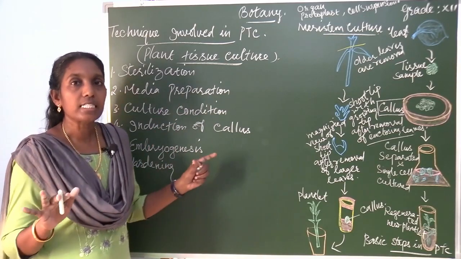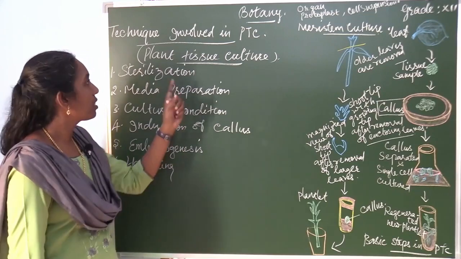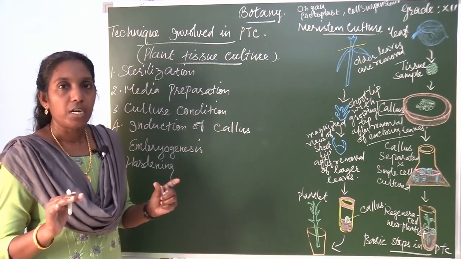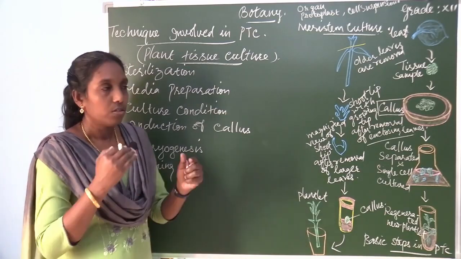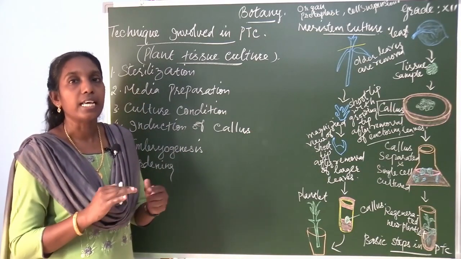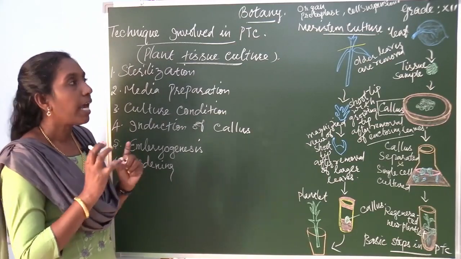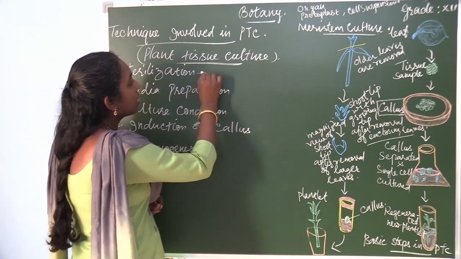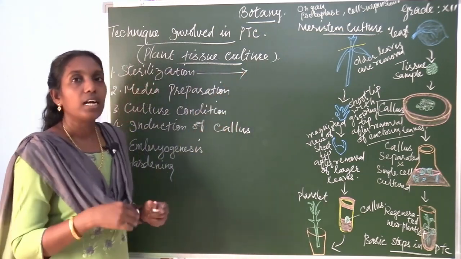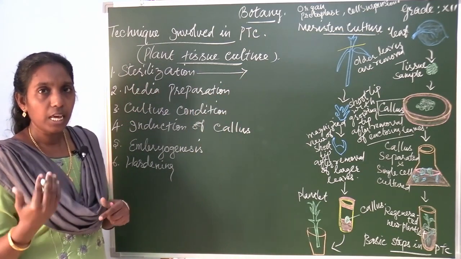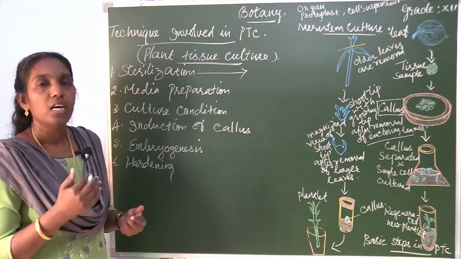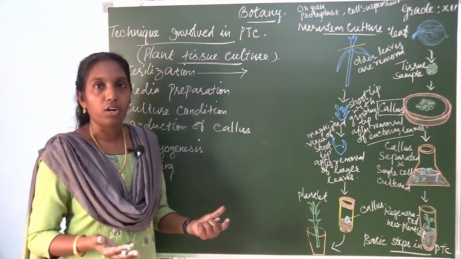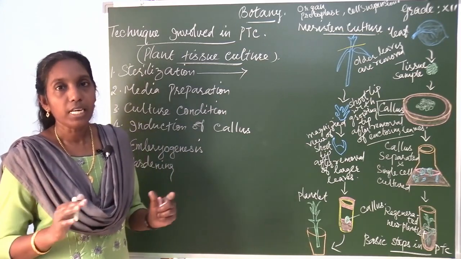Sterilization, all of it is sterilized. So the first step of this technique is sterilization. All the parts used for the culture are sterilized, so that an aseptic environment can be produced. What are the sterilization processes? Sterilization of the explant, sterilization of the medium, sterilization of the environment, the room, everything must be sterilized.